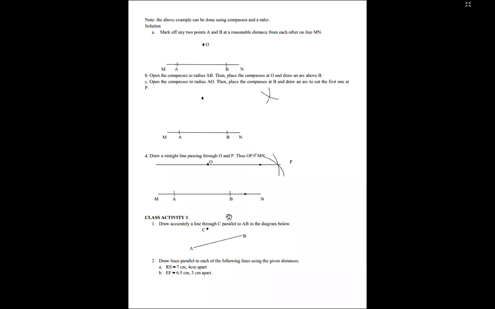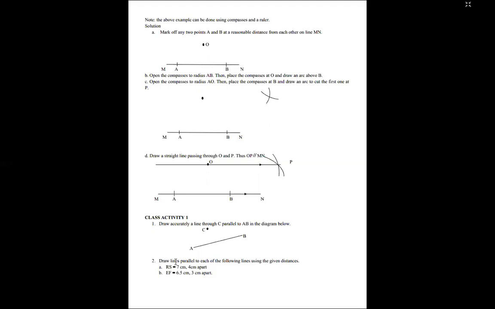Okay, here is a first class activity. Question 1. Draw accurately a line through C parallel to AB in the diagram below. So here is line AB and point C above AB. You are free to use any of the two methods, either construct the parallel line using a set square and a ruler, or you can decide to use a pair of compasses and a ruler.